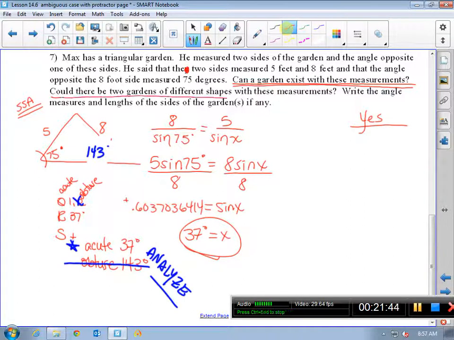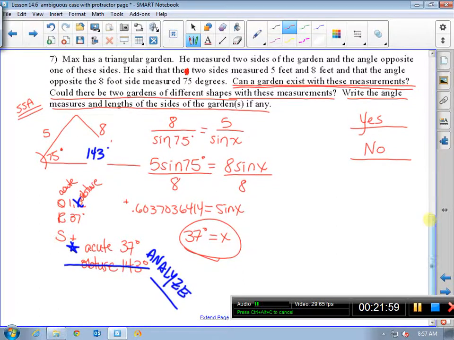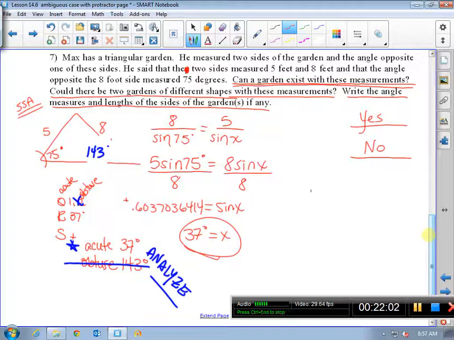Could there be two gardens of different shapes with these measurements? We just determined that. No, it is not the special ambiguous case. And then write the angle measures and the lengths of the sides of the gardens. All right, well, what do we have then? We have a 75-degree angle across from the 8-foot side. We have a 37-degree angle across from the 5-foot side. Let's get rid of this 143. We know now that's 37.